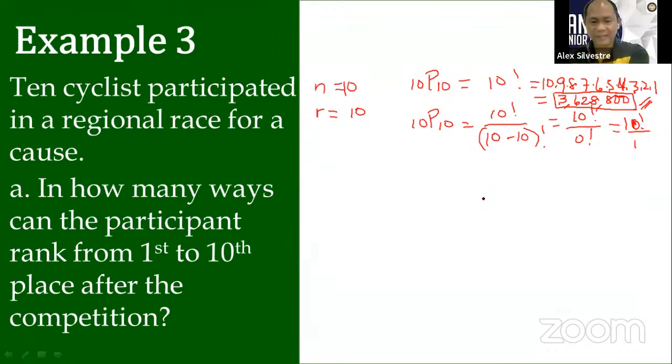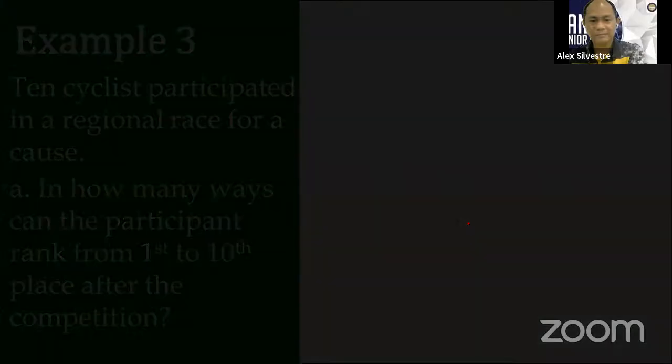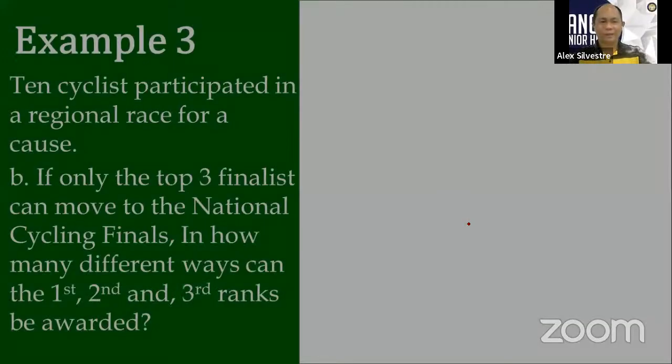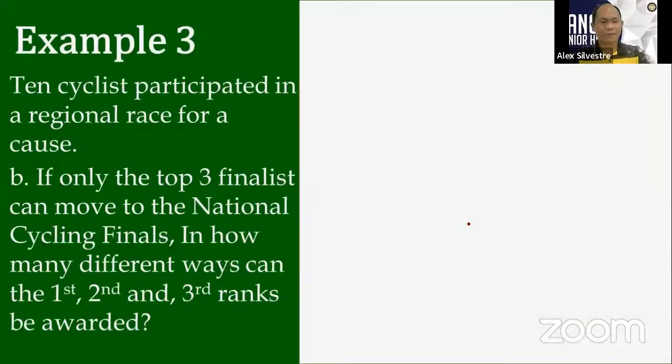Okay, next natin will be now the same problem, but our guide question here is, if only the top 3 finalists can move to the national cyclist finals, in how many different ways can the first, second, and third rank be awarded?